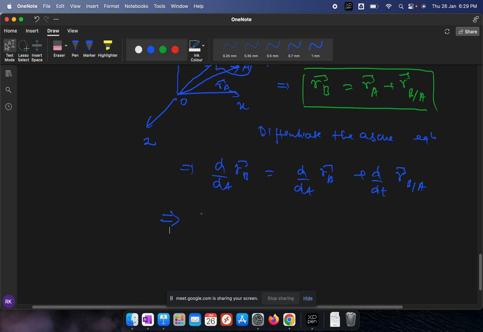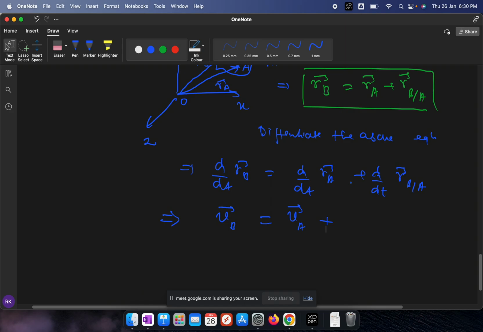Tell me. Can anyone tell me what will be the result? Are you guys here or not? Yes. Yeah, what will be the result? So this will be the velocity of particle B, and this will be the velocity of particle A. And what will I write at the place of this? Tell me.